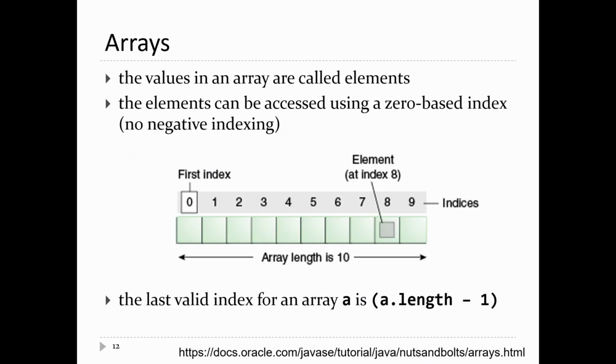Okay, so the values in the array are called elements, hopefully they called them elements in your 121 class, similar to the values in a Python list. The last valid index is always the length of the array minus 1. The first valid index is always 0. If you try to use an index outside of that range, you'll get an error.